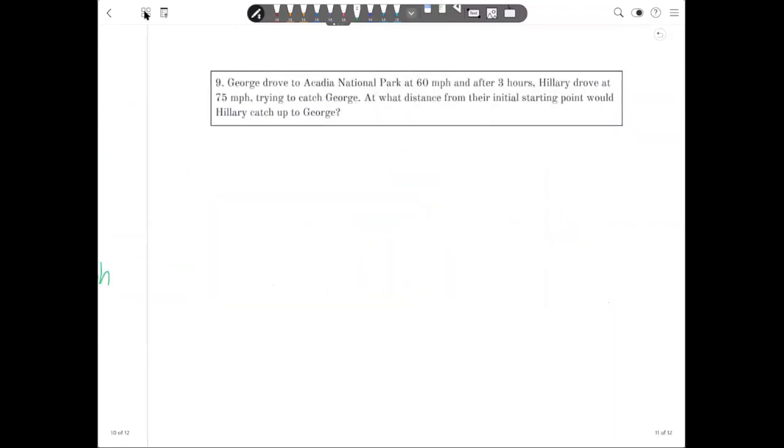Let's do number 9 now. George drove to Acadia National Park at 60 miles per hour. And after 3 hours, Hillary drove at 75 miles per hour trying to catch George. At what distance would they catch up? So how can we do this?